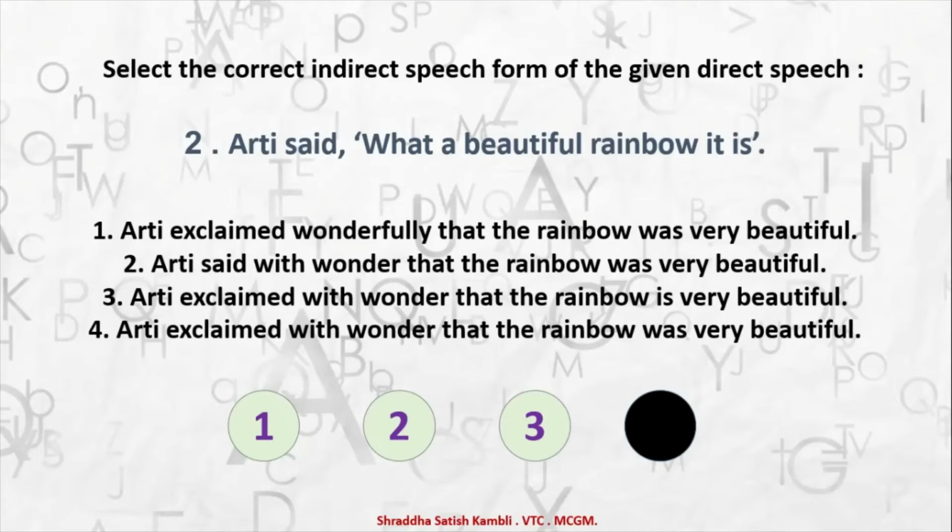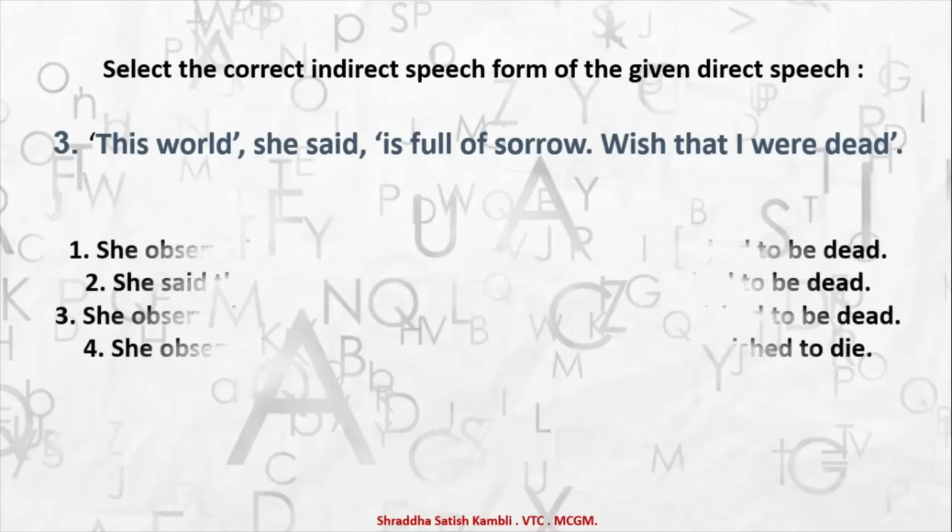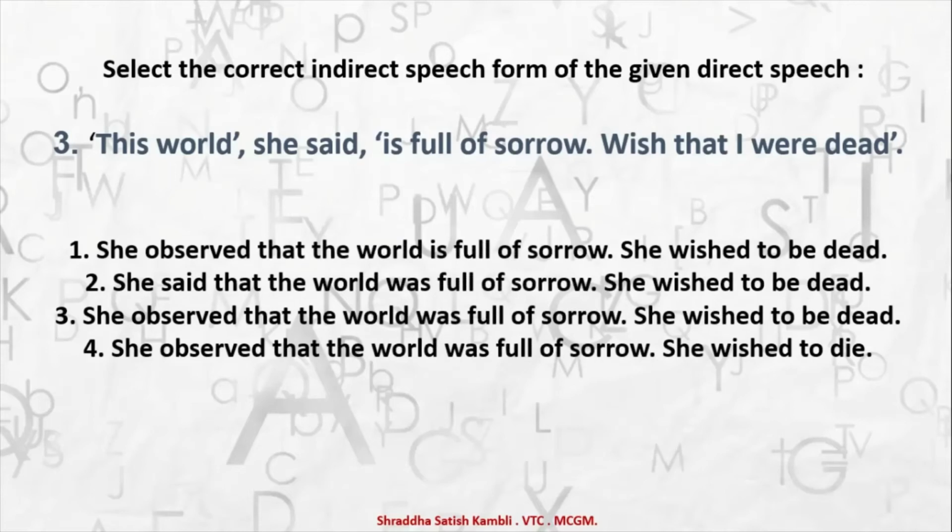Okay, come on, let's go to the third example in this pattern. This world, she said, is full of sorrow. Wish that I were dead. Now remember, these are 2 sentences in one. So let's see how to make it indirect. Will it be, she observed that the world is full of sorrow. She wished to be dead.